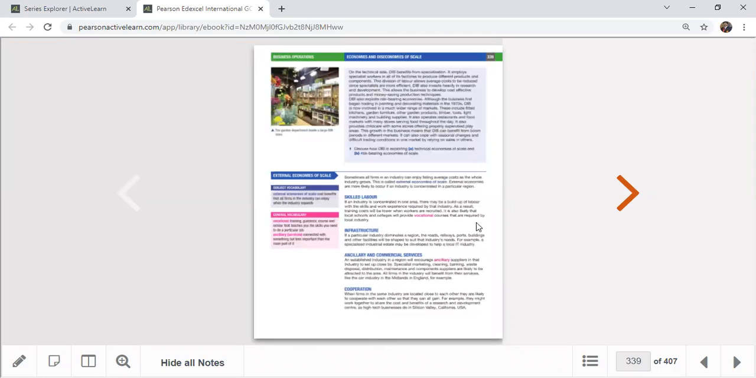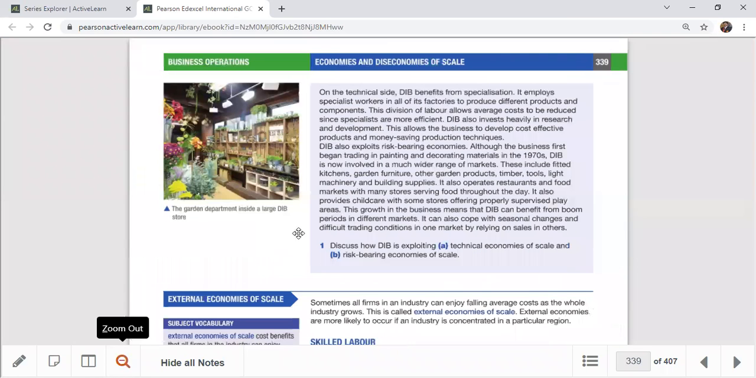After that, we talked about activity number one, do it better. We talked about the main advantage of expanding, especially for this hardware business store. We talked about this case study, how their technical economies come by using more equipment and new technology, as well as risk bearing. Even though it's a hardware business, it's a hardware wholesale business. They are selling kitchen equipment, garden equipment, furniture, timber products, tools, light machinery, building supplies, everything. So that's the diversification benefit that they can have.